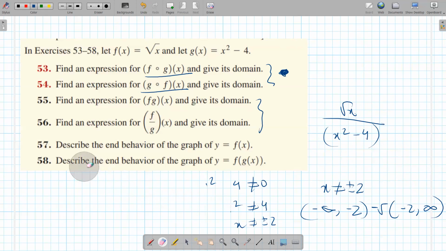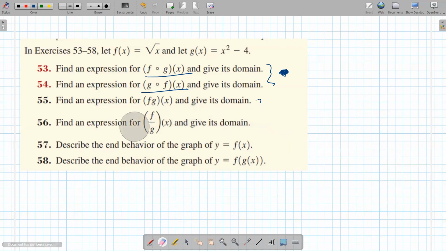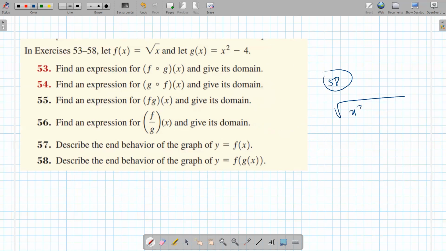We can quickly do 57 and I guess 58. Let's do 58. That's a little bit more difficult. They're the same questions. So for 58, what was f of g of x? That was the square root of x squared minus 4, yeah? Now it's asking you for the end behaviors, right? What does that mean? Like minimum or local minimum? No. It means as x is going to negative infinity, where's y going?